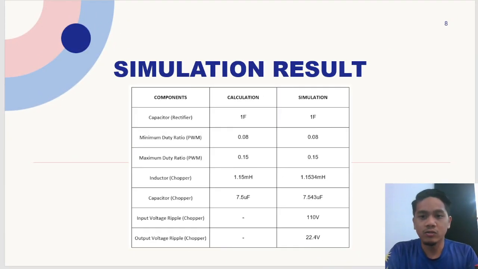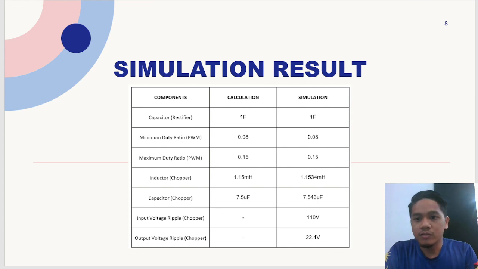I am Afiq. So we continue with the simulation result. For the capacitor rectifier, the calculation is 1 farad and simulation 1 farad. For the minimum duty ratio, the calculation is 0.08 and simulation 0.8. The maximum duty ratio is 0.15 and simulation is 0.5.